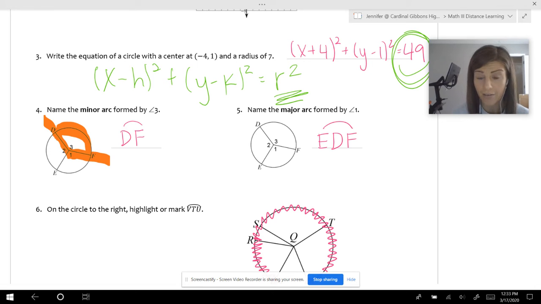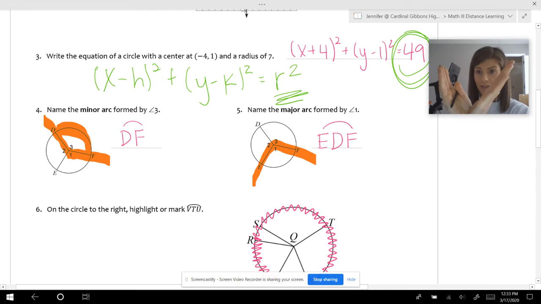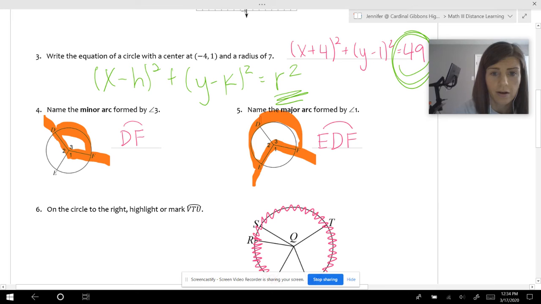So number 5, the major arc. A lot of people miss this one. The major arc formed by angle 1. So here's angle 1, right? And the major arc is opposite. So the minor arc is this one right here. The major arc is the big one around the outside of the circle, the one that's more than half the circle. So the major arc would be this one out here.